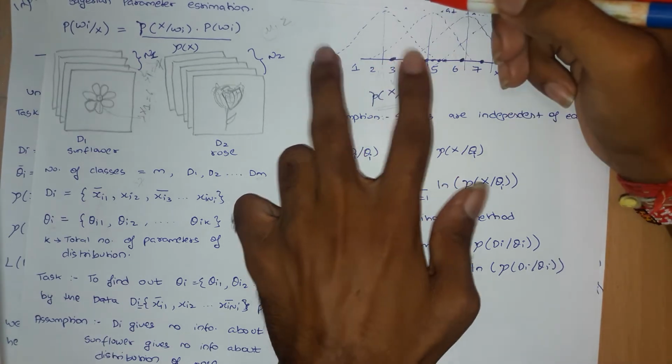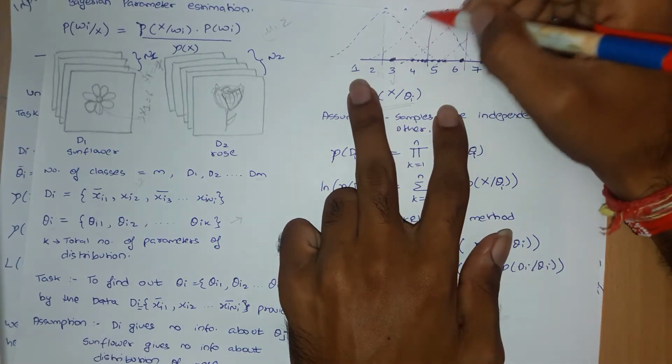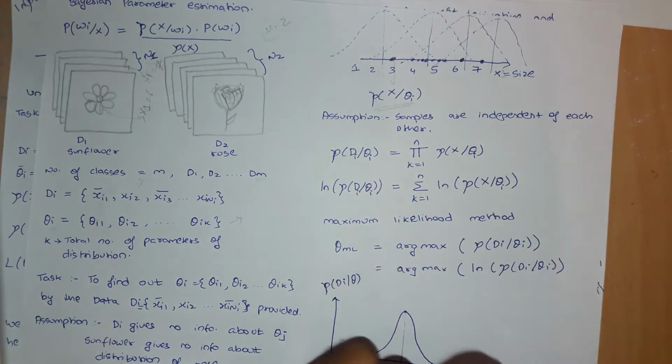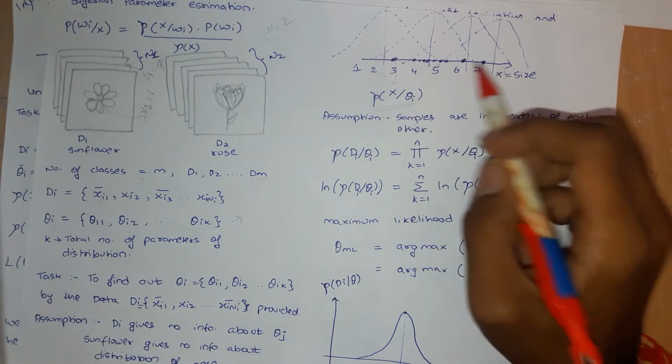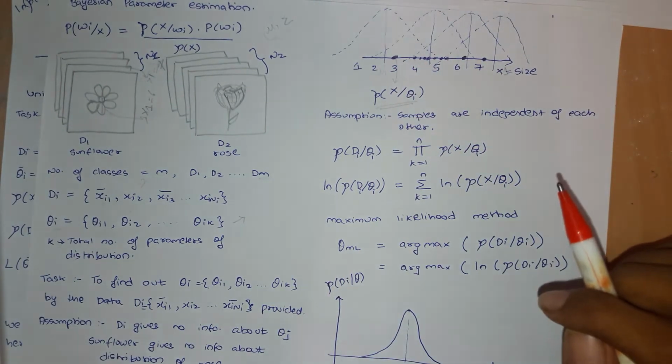Then I'll move the mean further. I'll change the mean, have this mean, and see what the probability is. Then I'm going to change the mean again and see some probability. So this is what I'm going to do, and I'm going to do this for every sample.